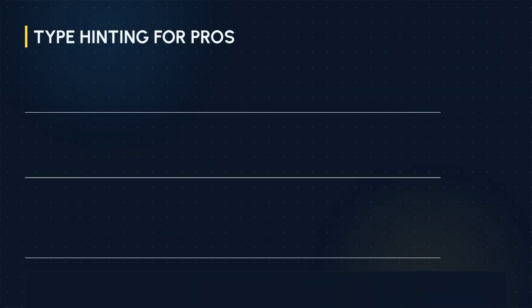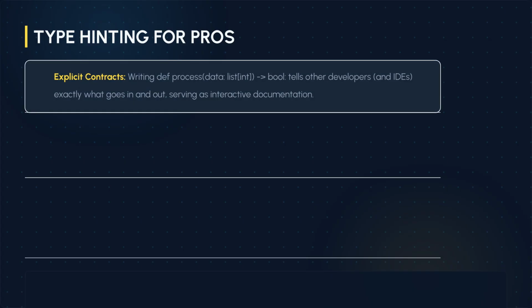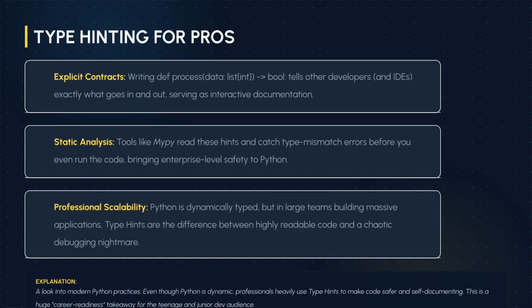For professional code, type hinting is essential. Explicit contracts tell developers and IDEs exactly what data types a function expects and returns. This enables static analysis tools like MyPy to catch errors early. It ensures professional scalability, making dynamic Python code more readable and easier to debug in large applications.